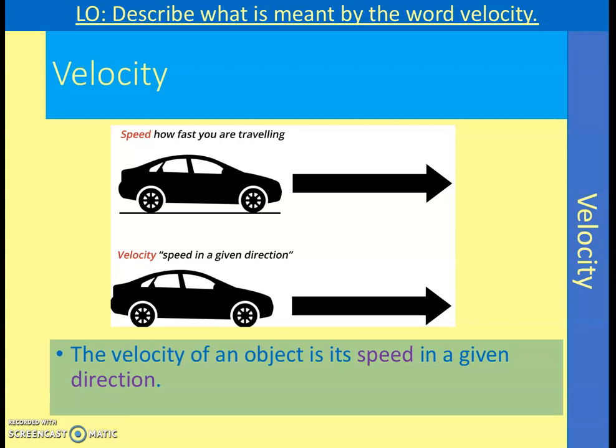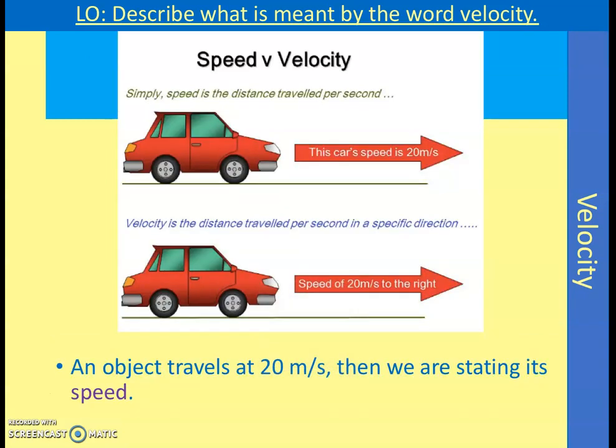So again, here's a green box, an important definition. You may need to pause the video to write it down. The velocity of an object is the speed in a given direction. So if an object travels at 20 meters per second, then we are stating its speed. Look at the first car. This car's speed is 20 meters per second. We're just saying how fast it's going. We're not saying where it's going, where it started, or where it finished.